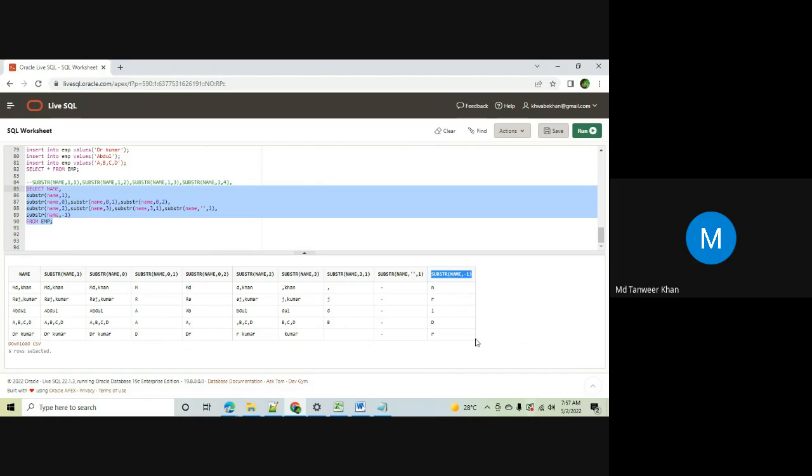Come on, who will answer? It is starting from the end of the string. If you have mentioned minus, it means start from the end, right? That is why from the end n is coming, r, l, d, and r. Guys, if you think it is not clear, ask a question. Otherwise, you will be in trouble. Don't feel shy.